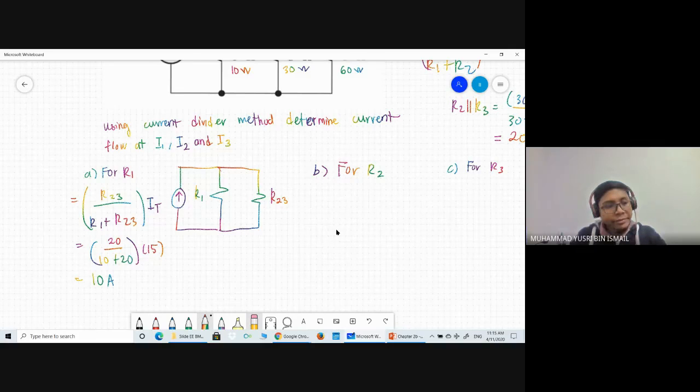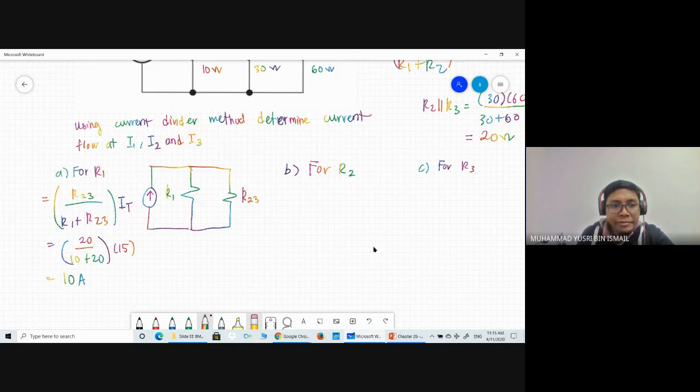Okay, so have you already calculated the value of current flowing at R2? For R2, basically you will have R13 over R2 plus R13, times I total.